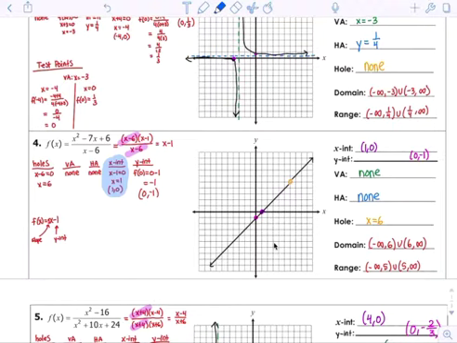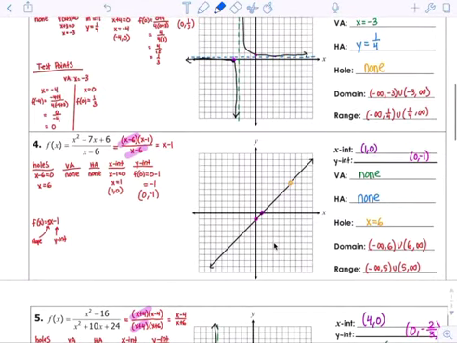X-intercept, set the numerator equal to 0. X minus 1 equals 0, and you get 1 comma 0. Y-intercept, substitute 0 in for x, so 0 minus 1, that's going to give you guys negative 1, so 0 comma negative 1. So we plot that, and now for the graph.